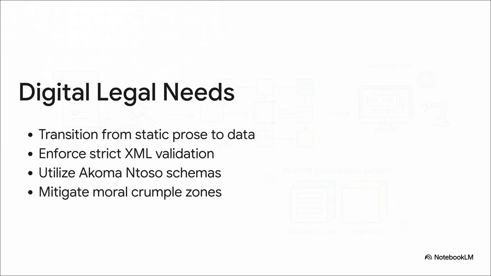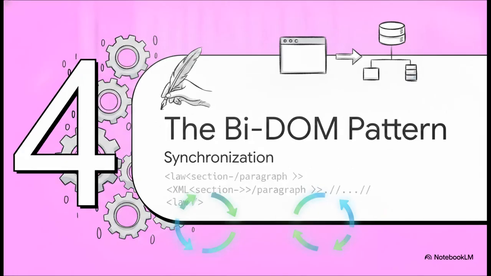Well, we have to mitigate what scholars call moral crumple zones. That's when humans end up absorbing the damage of probabilistic machine errors. Think about it. If this code breaks, real people suffer real-world consequences. The law demands absolutely deterministic, exact mathematical fidelity. Which brings us to Section 4, the BY-DOM synchronization pattern.